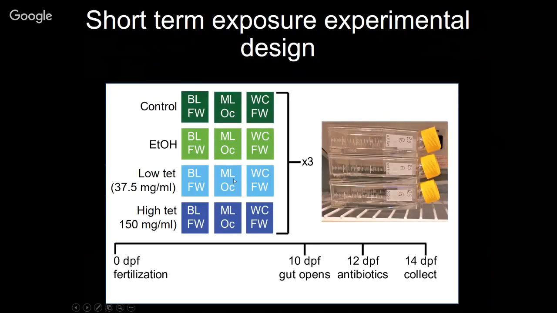We did this in triplicate. We exposed fish to either no antibiotic, the solvent ethanol, which is the solvent for the antibiotic, or low or high concentrations of tetracycline. And then we did this in triplicate for our 2 freshwater and our oceanic population. And we raised them in these flasks. And here's the timeline once again.